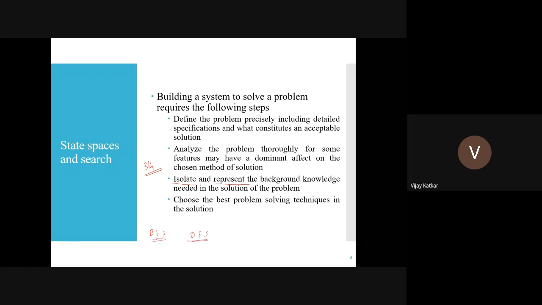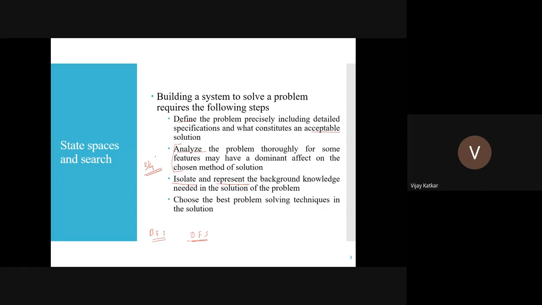So which method should be used, breadth first search or depth first search? That we are supposed to decide. So once you have defined the problem and acceptable solutions, you can analyze that problem and come up with the knowledge or the features of how you can solve the problem. There can be multiple techniques to solve the problems, and you will come up with those techniques by representing the knowledge that you have earned by analyzing it, and then you can choose which technique should be used, whether you should go for a breadth first search or depth first search or anything else.